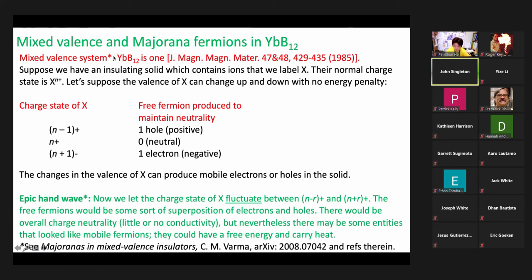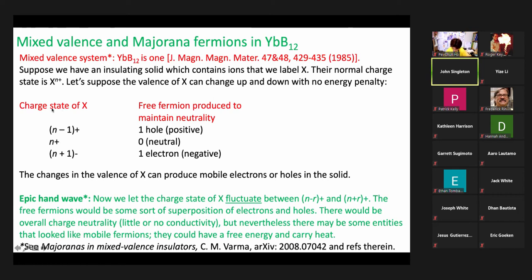So ytterbium dodecaboride is a mixed valence system. Mixed valence systems are solids where you can have ions, and I'm going to label them X just as a model thing, and their normal charge can be X^n+, say 3+ or 4+, but the valence of these charges can change. That's why they're called mixed valence systems. Some of these, you have an equal population of, say, 3+ and 4+. Some of them, the valence fluctuates and hovers around some even non-integer value like 3.5.